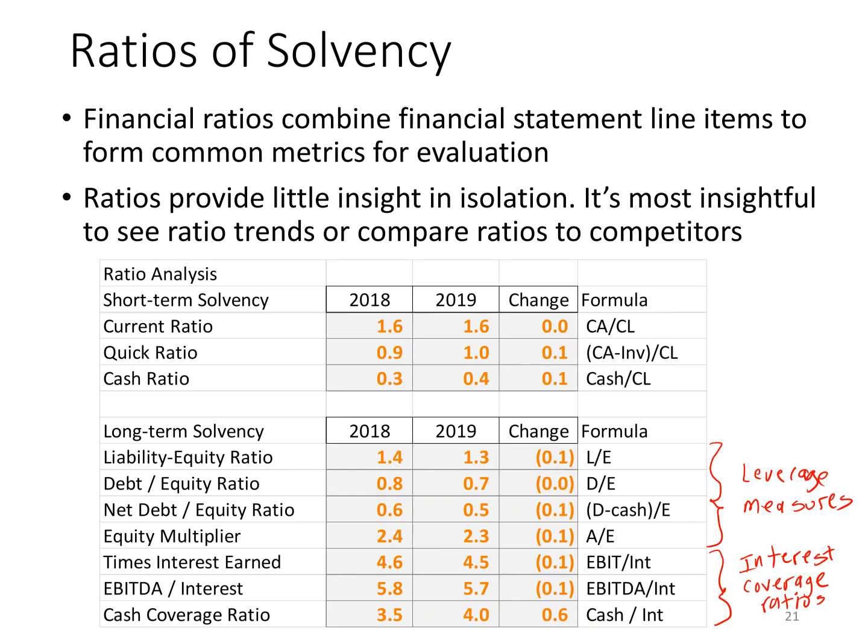So let's look at solvency ratios. Now, financial ratios combine financial statement line items to form common metrics for evaluation. Ratios provide little insight by themselves. However, if you look at trends and compare them to other firms, it becomes very useful. So let's look at these ratios of solvency: the risk that the organization cannot pay its bills.